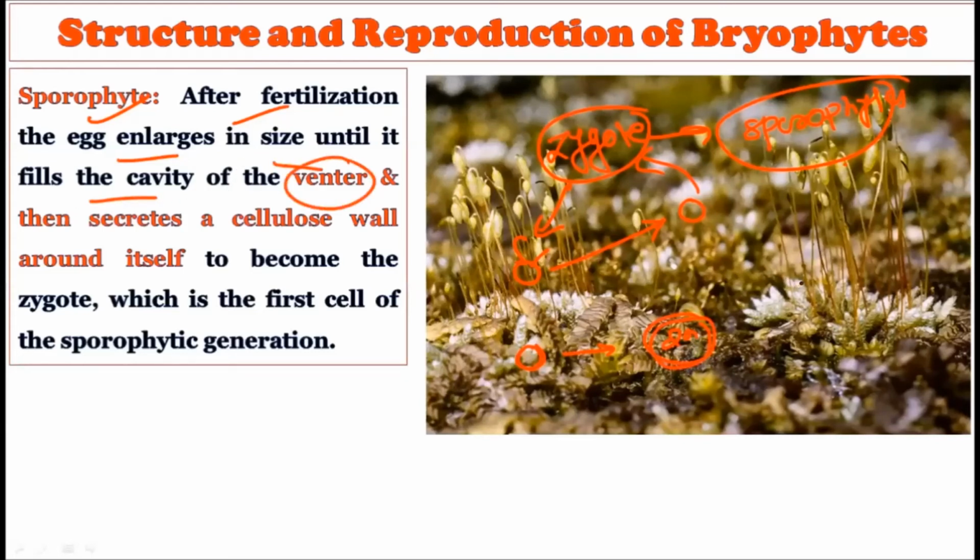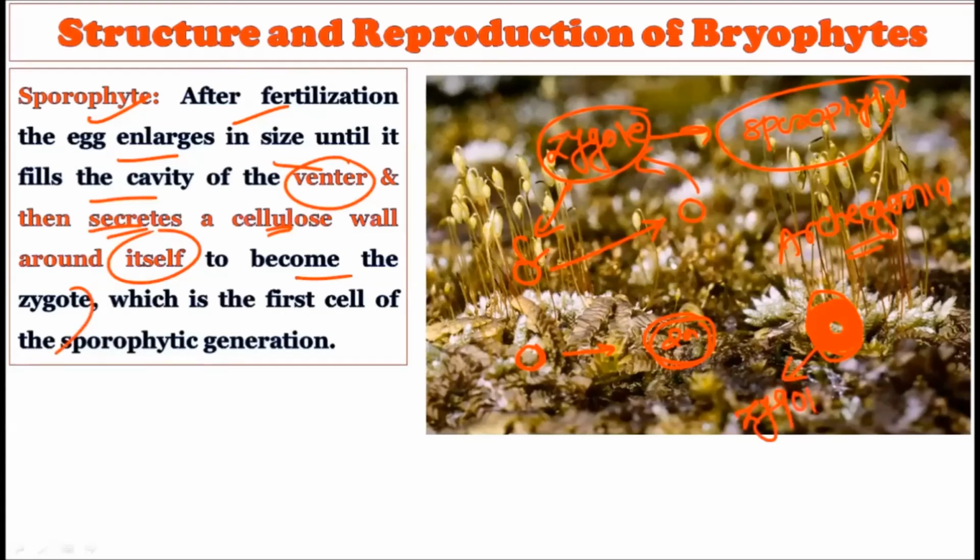As you know, you should remember where the fertilization occurs. Fertilization occurs at the archegoniophore, and in the archegoniophore we have the archegonia, and in the archegonia we have the venter canal cells, and in the venter we have the egg. Okay, now after the fertilization this egg will grow in size inside this venter and then secrete a cellulose wall around itself. The cellulose wall is secreted around itself by this particular egg like this, and it becomes the zygote. Now it is called the zygote.